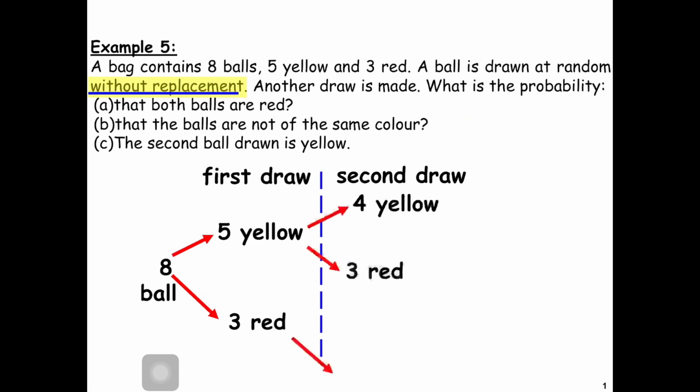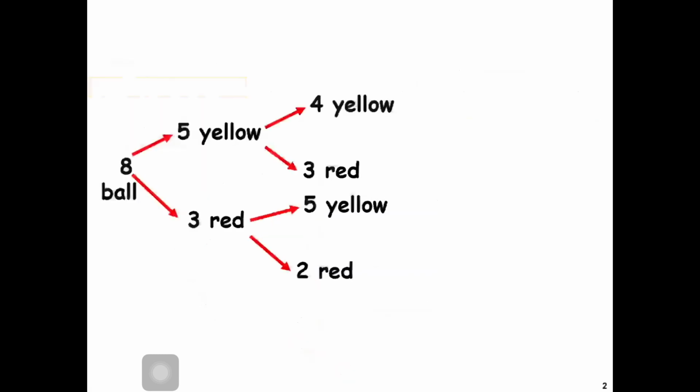Okay, so if in the first draw you have taken one red ball out of the 3 red balls inside the bag, the number of red balls remaining for the second draw will be reduced by 1, so that is 2. Because the first draw is red, the number of yellow balls still inside the bag for the second draw is still the same, 5. So this is your tree diagram.